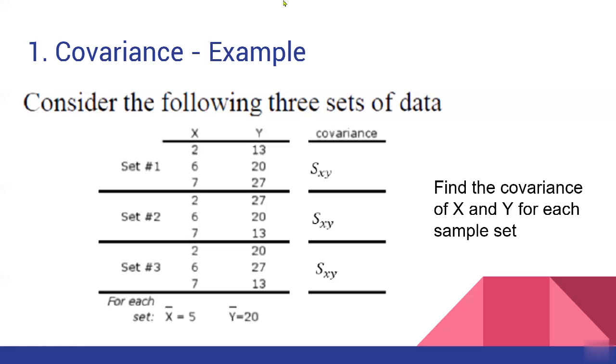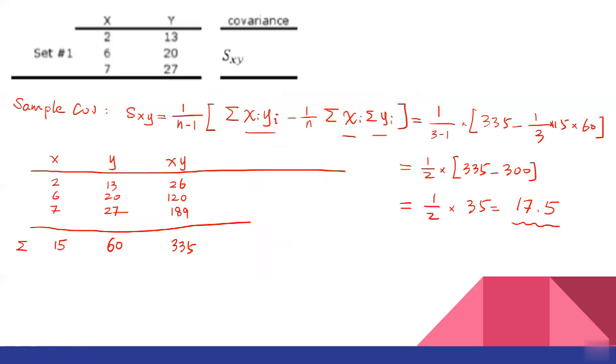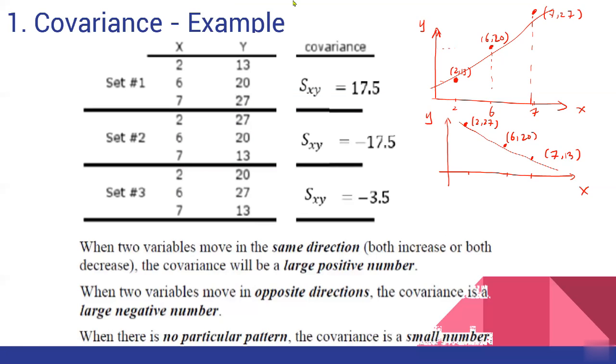All right, have we finished? What's the result for the second and third data? So when you have this pattern, you will get a very large negative number like this.